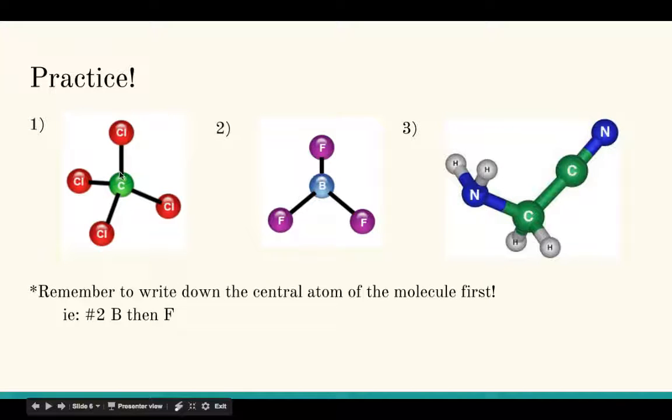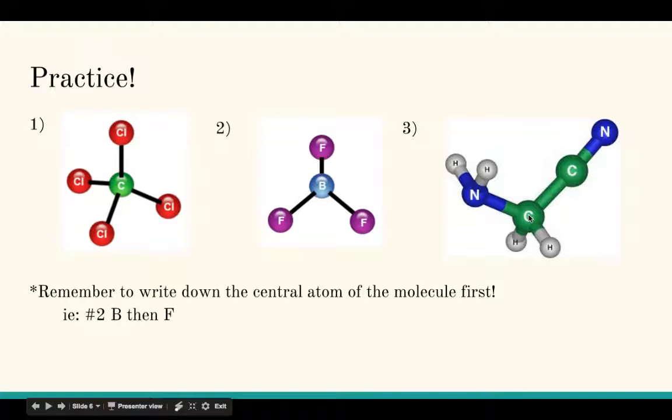Here's some practice that you need to do on your notes worksheets. I'll give you a hint for the first 3. This carbon here is the central atom. Notice everything is bonded to that carbon. So you would write C, and then you have 4 Cl's, which is chlorine, so you'd have CCl4. Same idea with this one here. The boron is in the middle, with fluorines on the outside. I would use carbon as your central atom here, even though it's not perfectly central.